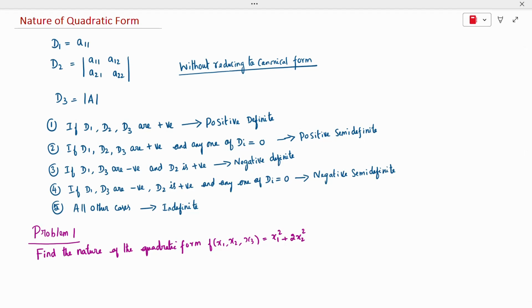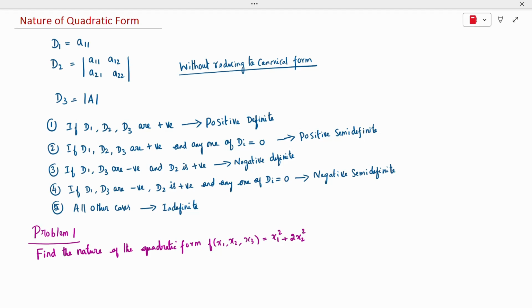Today's topic is the nature of the quadratic form. Actually, we have two methods to find out the nature of the quadratic form, without reducing to canonical form. We need not reduce to canonical form for a small problem. So, how to find the nature?